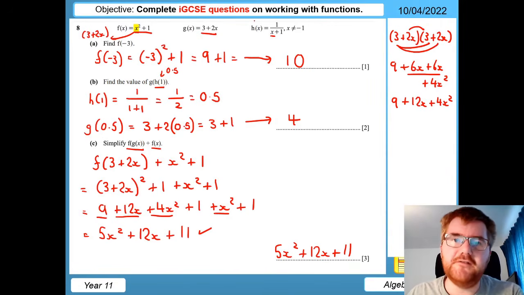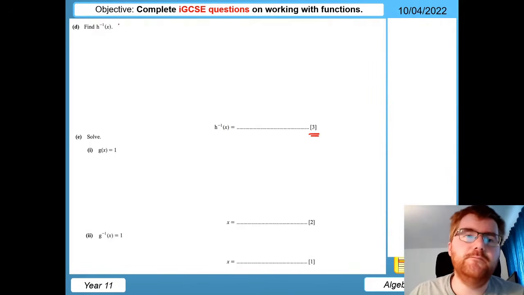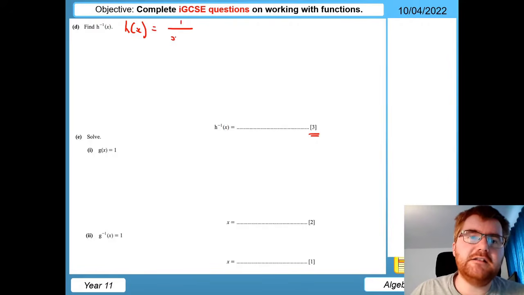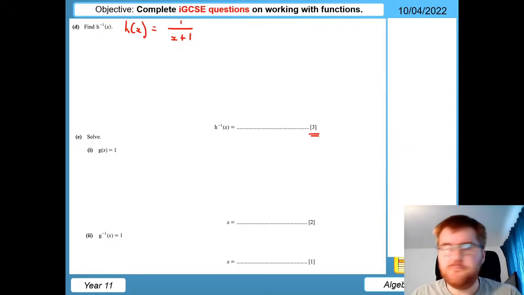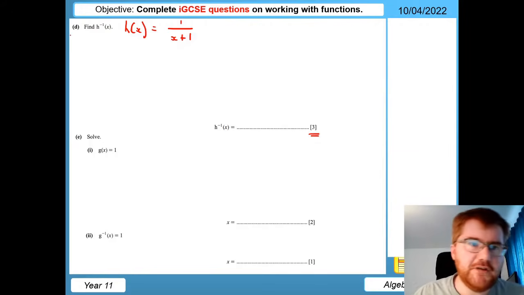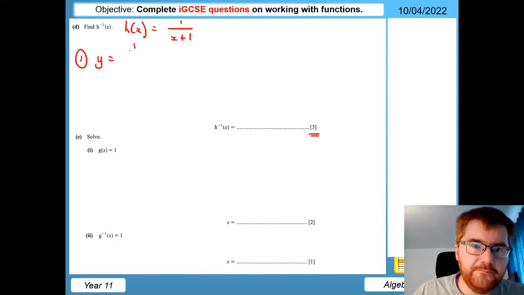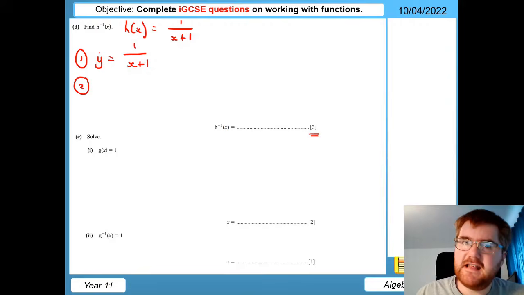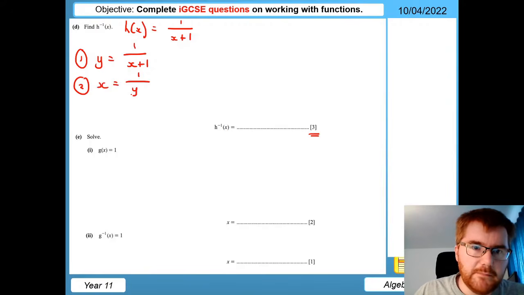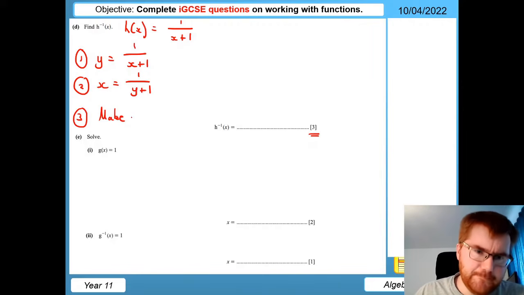So our h of x function is equal to 1 over x plus 1. So again, we still do this 3-step procedure. So number 1, we're going to make that equal to y. Step 2, we're going to switch over the x's and y's. So x is equal to 1 over y plus 1. And you know it at home, we are going to make y the subject.